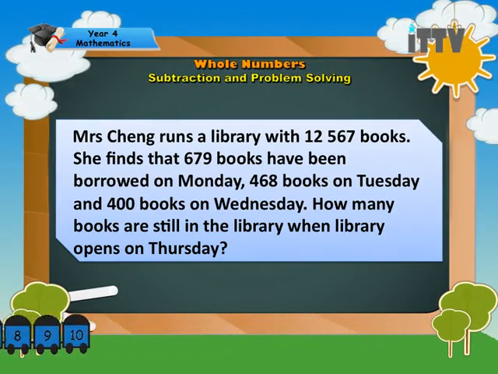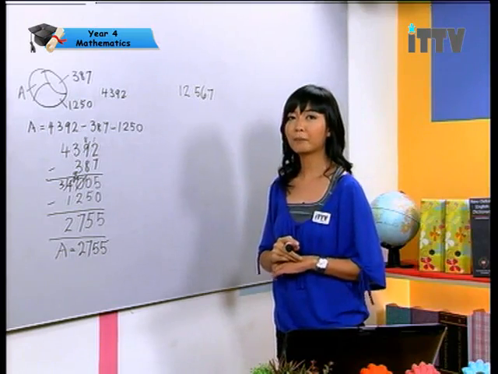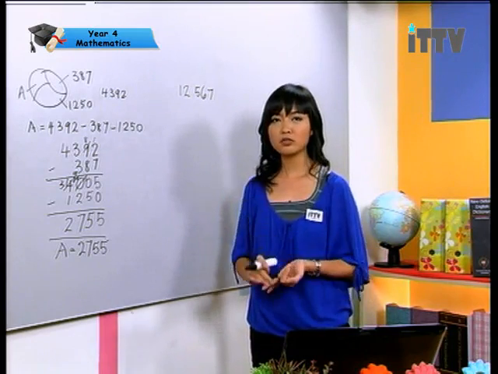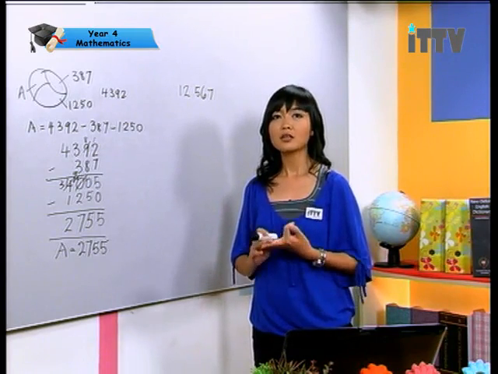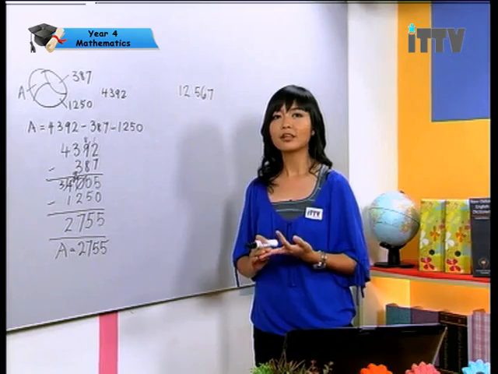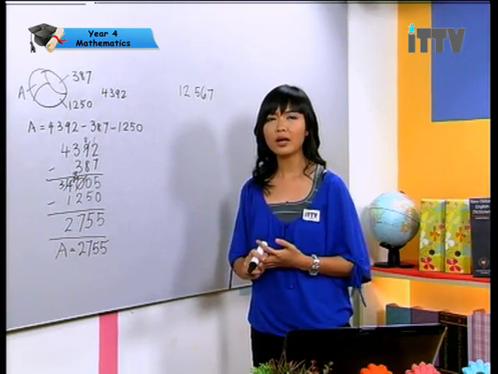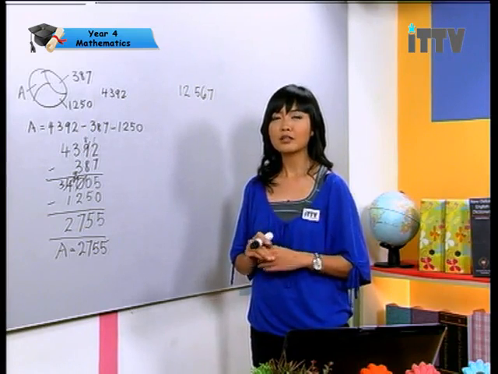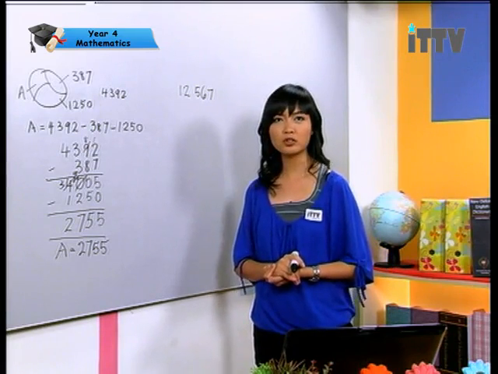12,567. Okay, this is the total, yeah? And on Monday, there are books borrowed. Again on Tuesday and again on Wednesday. So the question wants us to find out, after all these books have been borrowed, how many books are still left on Thursday? So what do you think is the operation that we should use?